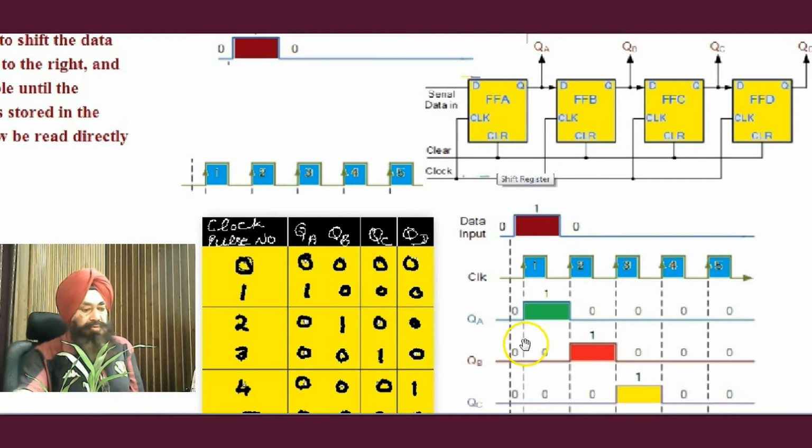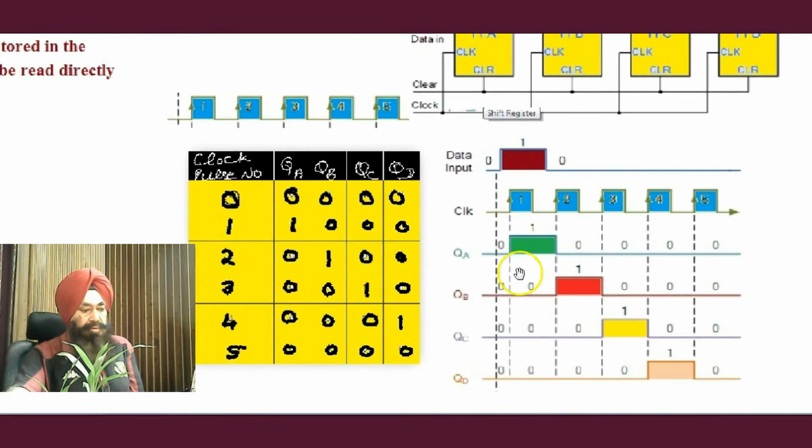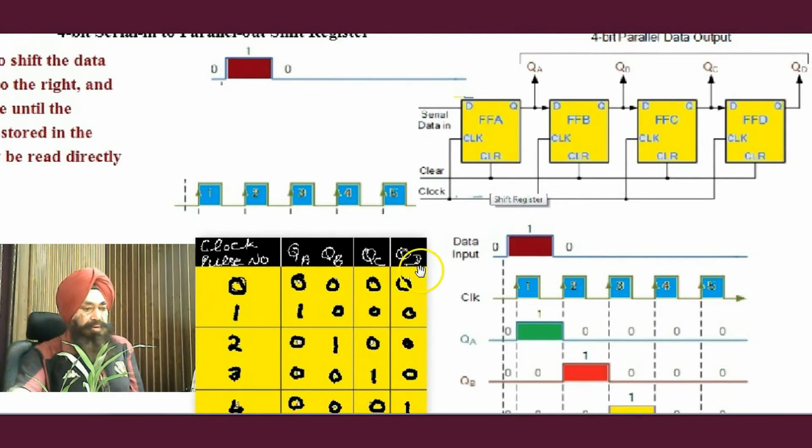So this is the diagram. QB is showing high level 1 at the second clock pulse. When the second clock pulse triggers, the output of QB is high. So similarly, when the third clock pulse, the rising edge of the third clock pulse, enters.